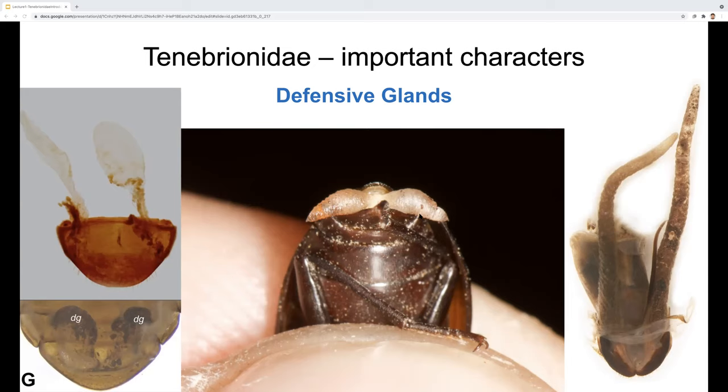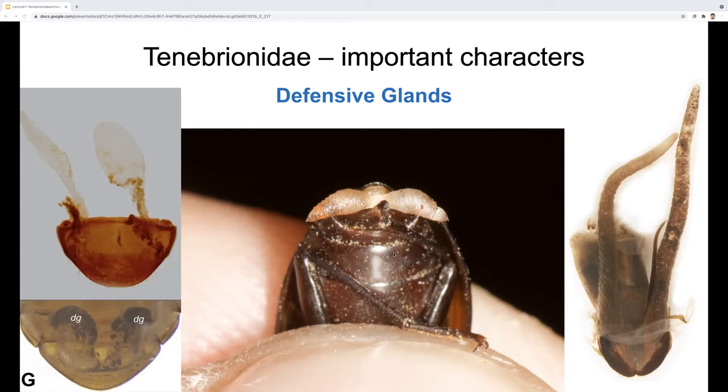And this seems to go along with the presence of that membrane, right? The ability of the abdomen to kind of hinge and maybe open up a bit more. We have these defensive glands. Some of them are paired glands. Typically they are here between the seventh and eighth sternites. And some of them can be everted, like this case here.